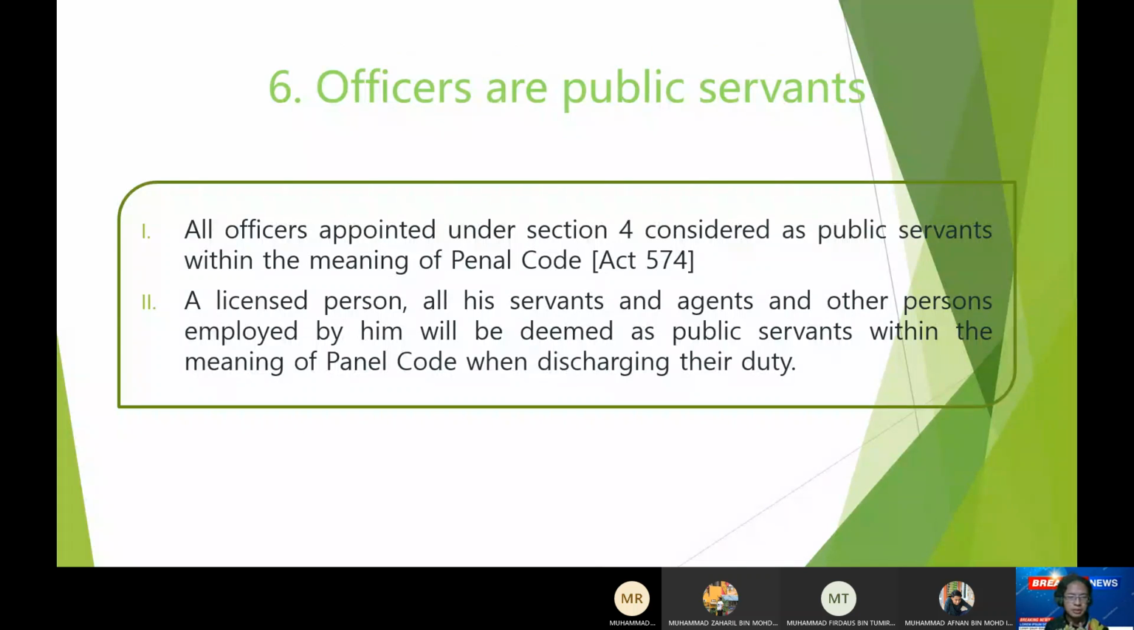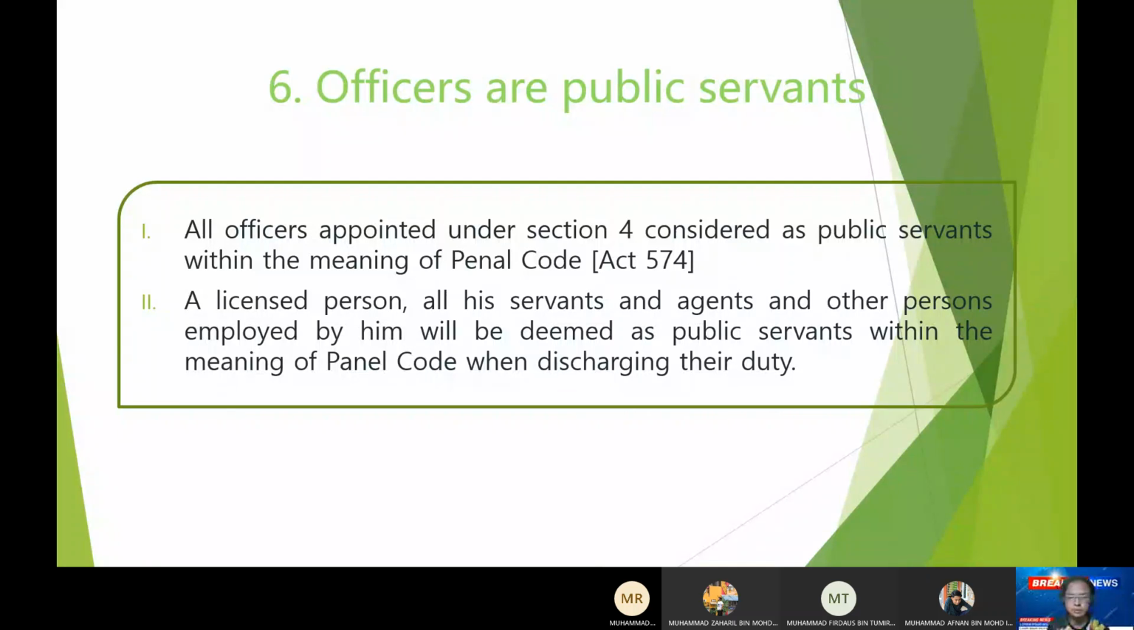All officers appointed under Section 4 are considered as public servants within the meaning of Penal Code Act 574. A licensed person, as a servant and agent, and other persons employed by him will be deemed as public servants within the meaning of the Penal Code when discharging their duty. That's all from the slide.